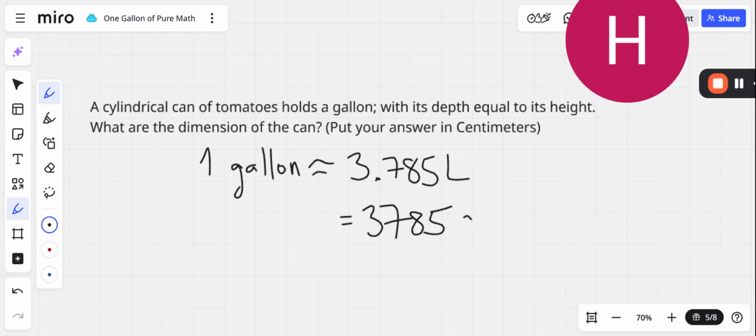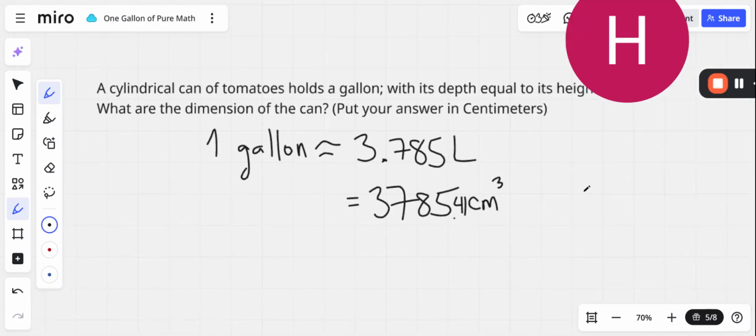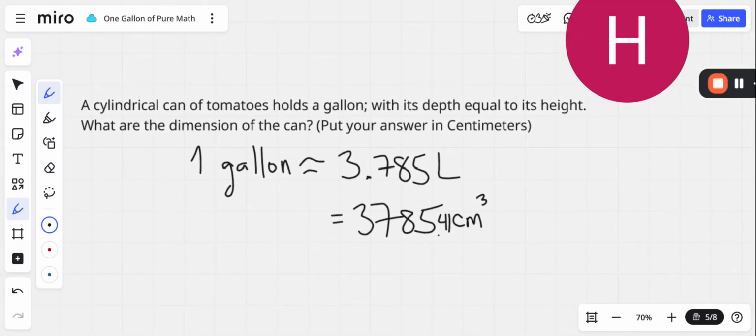3,785 cubic centimeters. I think it's 0.41. Don't quote me on that, but if you'd like, you can look up the conversion from a gallon to cubic centimeters if you want. But other than that, give this problem a read.